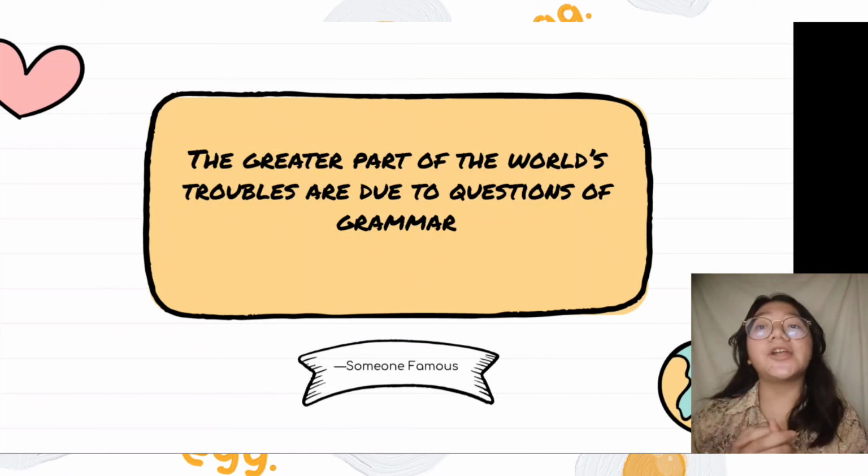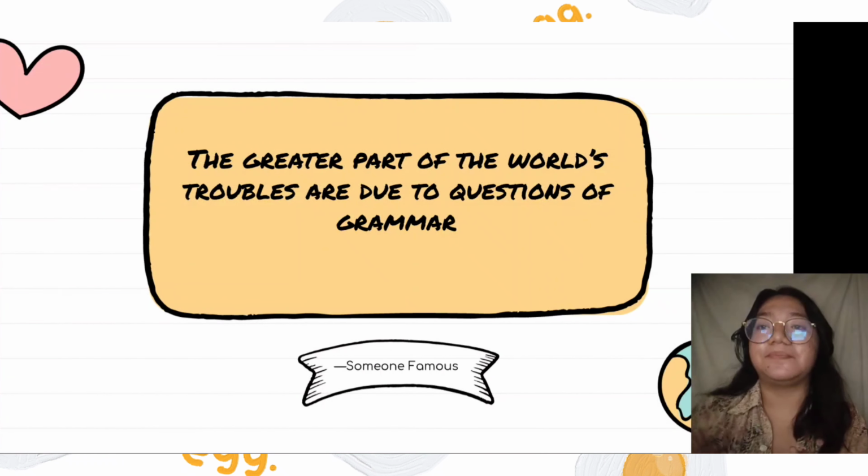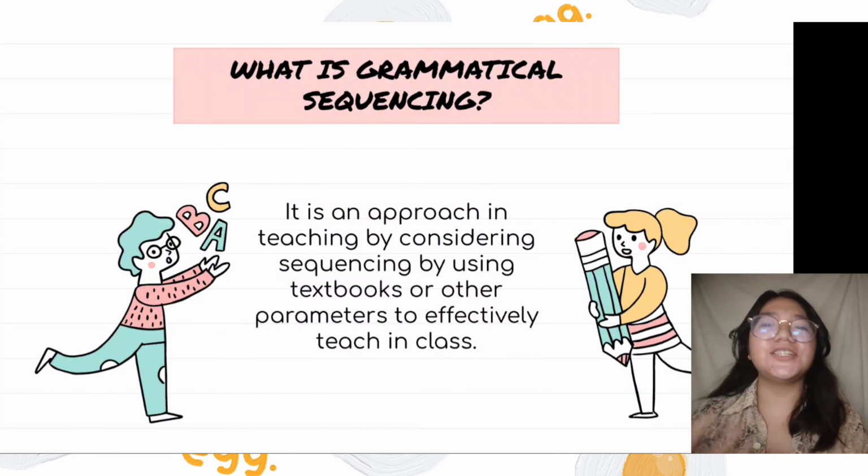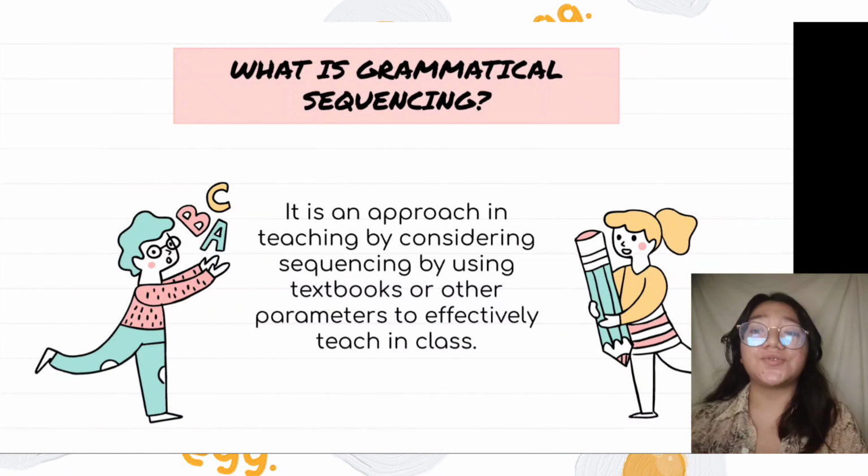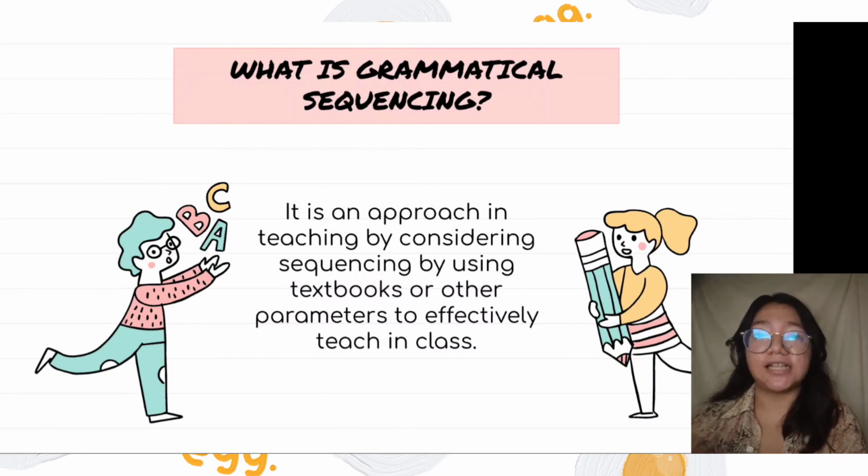The greater part of the world's troubles are due to questions of grammar, by someone famous. So, what is grammatical sequencing? It is an approach in teaching by considering sequencing, using textbooks or other parameters to effectively teach in class. This means grammatical sequencing is how teachers process or deliver the lesson according to the sequence that is written in textbooks or in the syllabus.